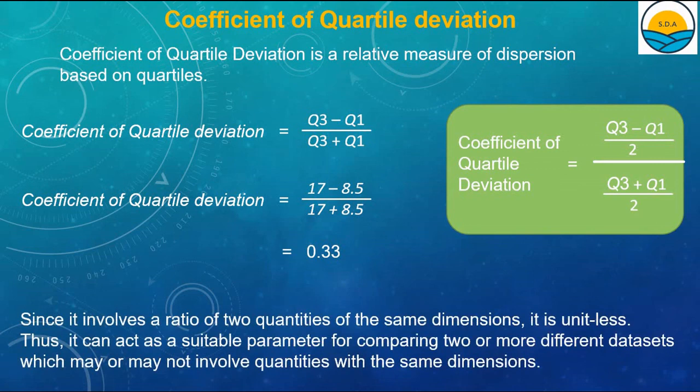Since it involves a ratio of two quantities of the same dimension, it is unitless. So this is a suitable parameter for comparing two different sets of data which have different ranges. If you have to compare the diversity of two different sets of data on different scales, the measure which can be used is the coefficient of quartile deviation, especially when data is highly skewed or has outliers.